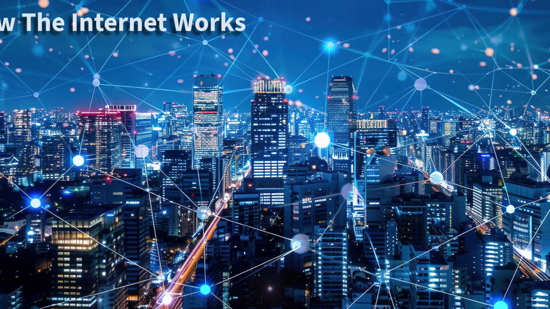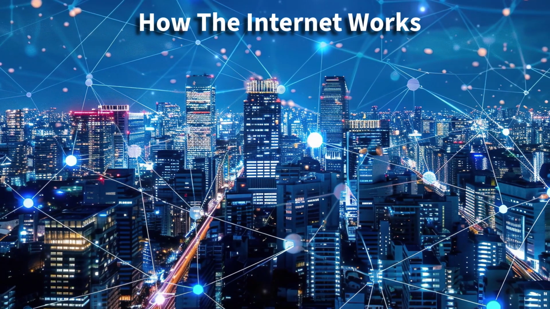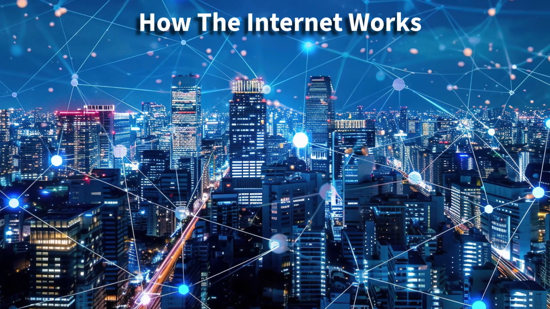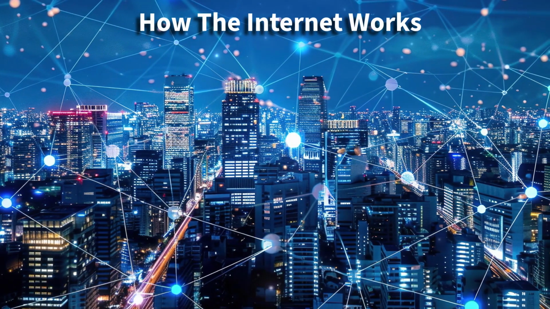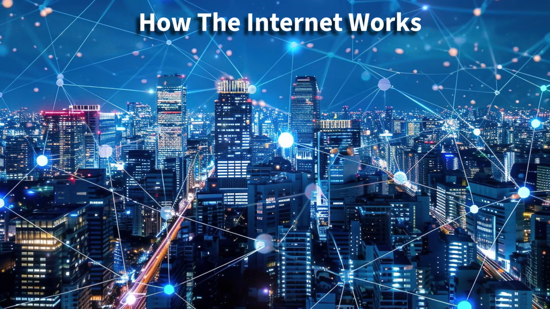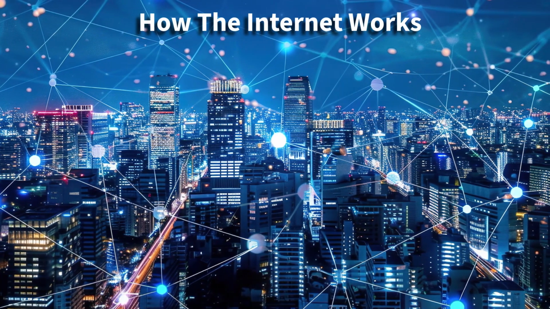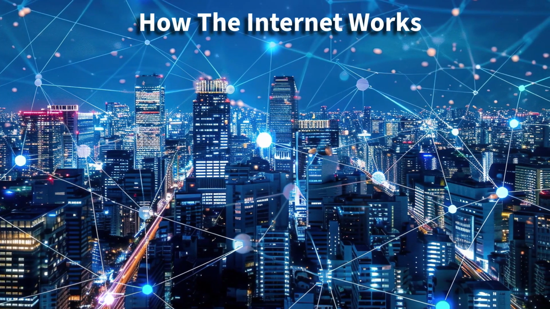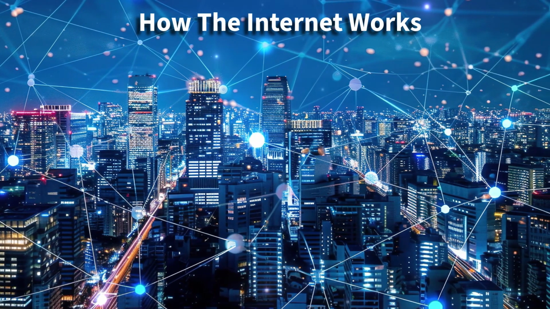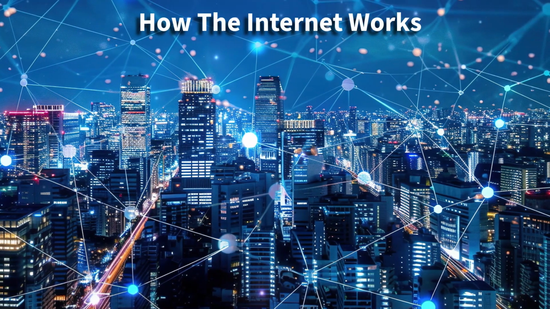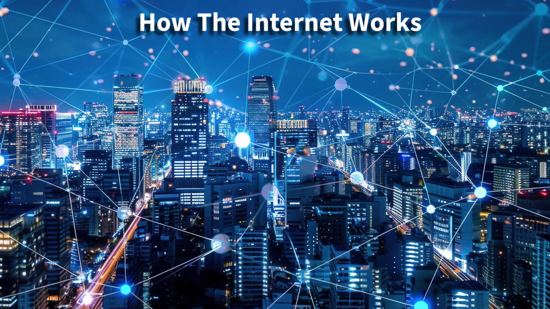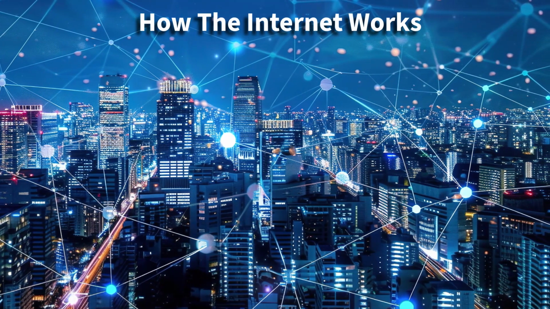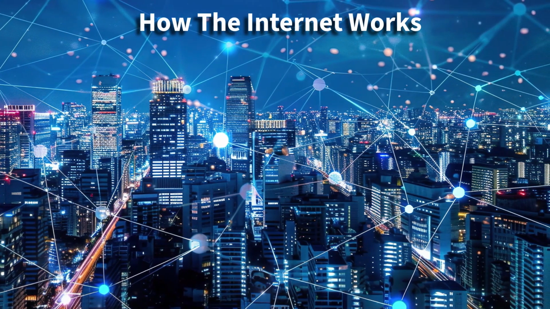How the internet works? The internet is a worldwide network that connects millions of computers, phones, and devices together. It allows people to share information, communicate, and use online services from anywhere in the world. The internet works using networks, servers, routers, and protocols that send data from one device to another. People use the internet for websites, email, video calls, cloud storage, social media, online learning, and business systems.